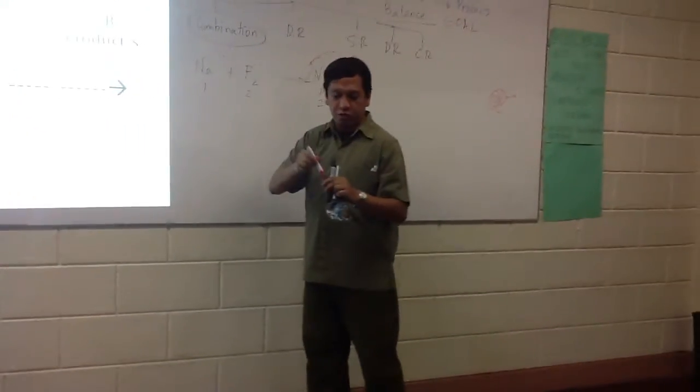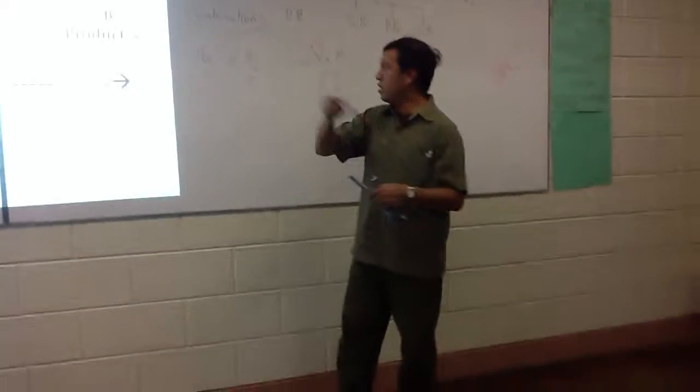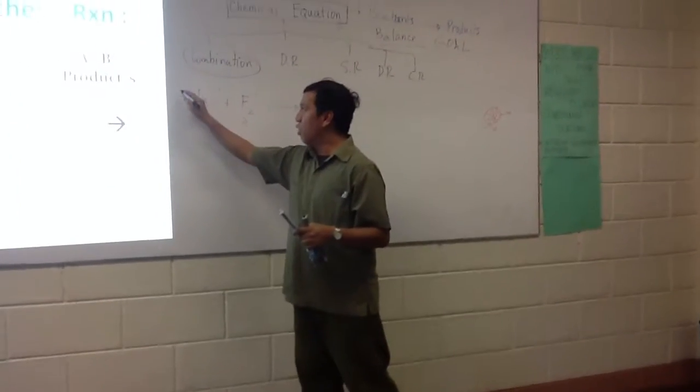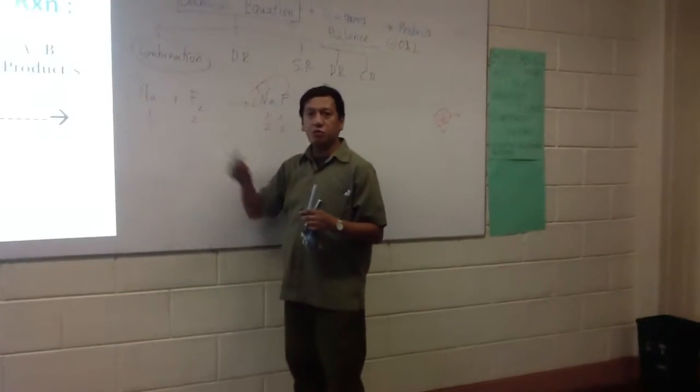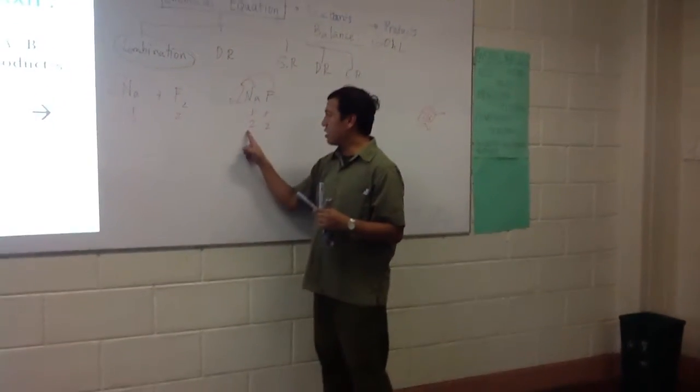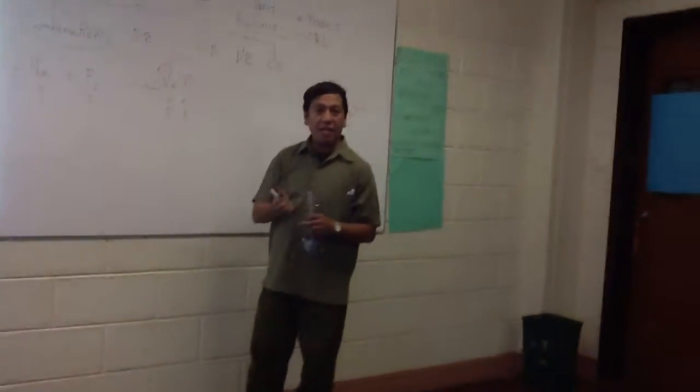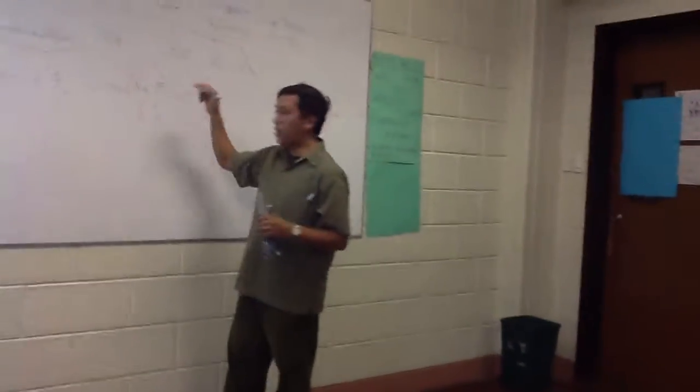So what do we need to do? We need to put what? We need to put 2 as coefficient. So 2 times 1, we got 2. You will notice that we got 2 and 2 for the reactants, and then for the products, 2 and 2. Is the equation already balanced? Very good, it's balanced. Do you have any question?